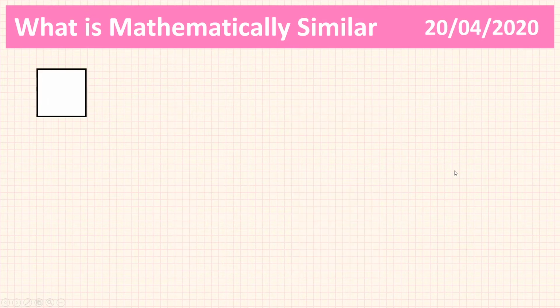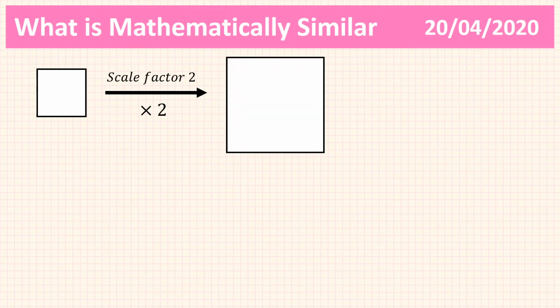Right, moving forward. Here's a picture of a square. I'm telling you it's a square, you're just going to have to take my word for it. And I'm going to increase it by a scale factor of 2. That means I'm going to make it twice as big. Now, if I make only one side twice as big, it turns into a rectangle. So I don't want to do that. I need to make sure I make both sides twice as big. So I end up with a square that's twice as big.